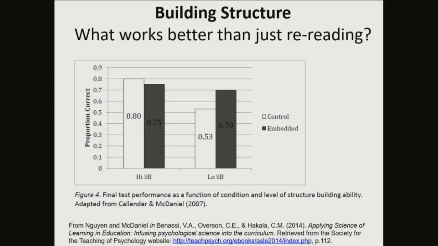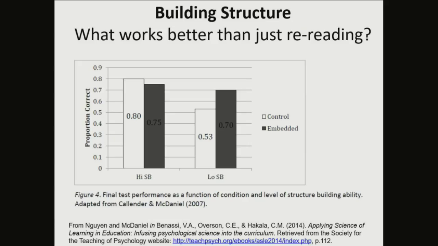So I told you about the high structure and the low structure builders. Mark McDaniel's group at Washington University in St. Louis has a test that they can give to students to find out if they fall into the low structure builder category or the high structure builder category, the concrete versus the abstract thinker. He was curious whether, if a textbook had embedded questions in it, the low structure builders or the high structure builders, or both, would benefit from a question that would guide their reading. And here are the results.